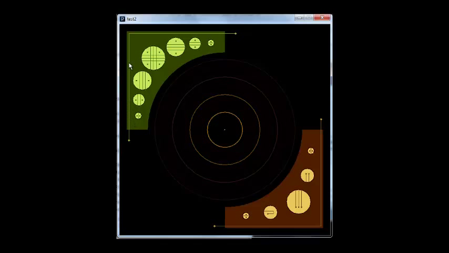So I have 7 instruments. 3 of them are drums, like this one. And 3 of them are single note instruments, like this one. And 1 is a 2-note instrument. I also have different filters that you can apply to the instrument.